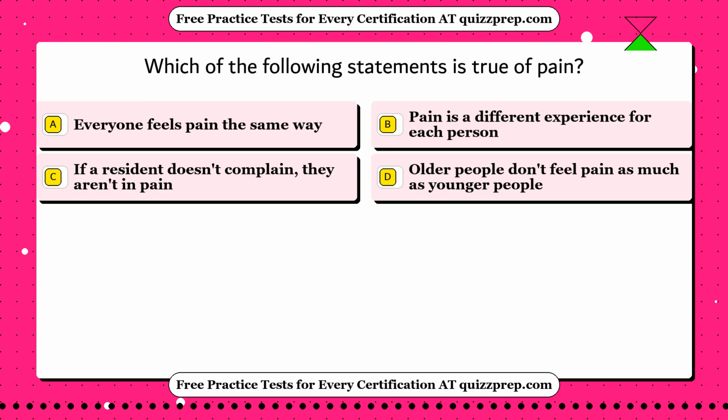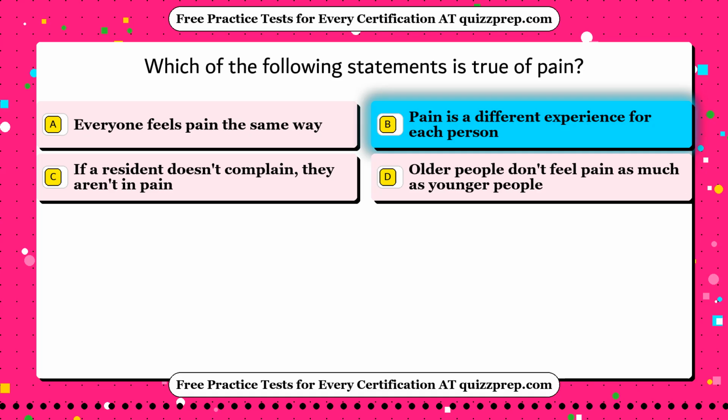Question 54. Which of the following statements is true of pain? Option A, everyone feels pain the same way. Option B, pain is a different experience for each person. Option C, if a resident doesn't complain, they aren't in pain. Option D, older people don't feel pain as much as younger people.